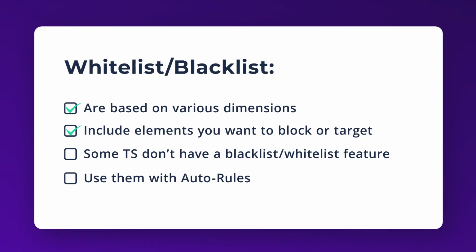This option is especially useful when your chosen traffic source doesn't have a blacklist/whitelist feature. You can create whitelists and blacklists by yourself, or get them from your traffic sources, account managers, or in forums. In Volume, these lists can be used as a condition in an auto rule.